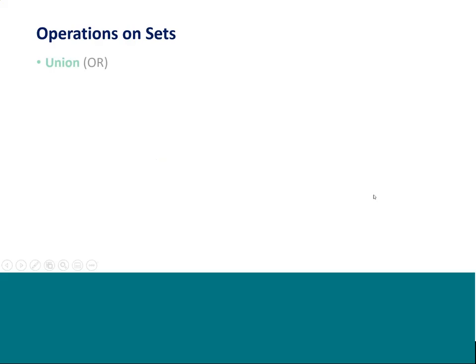Now, in terms of operations on sets, I am assuming that you guys have done some of these operations, but I'm going to go over anything just in case it's either been a while or you haven't done it before. Okay. So the first operation that we've got is union, also read as OR.